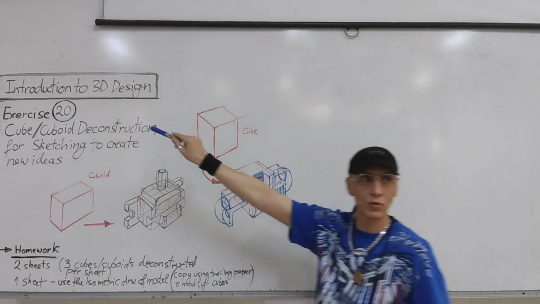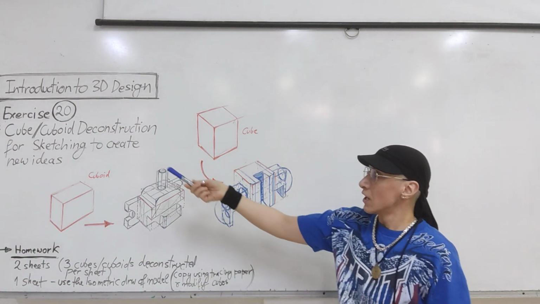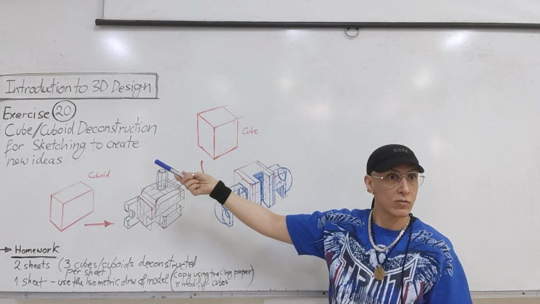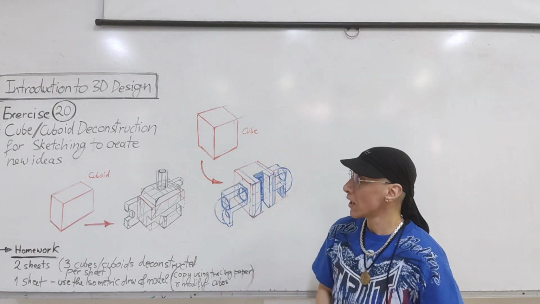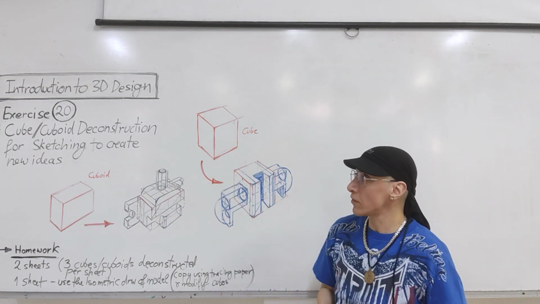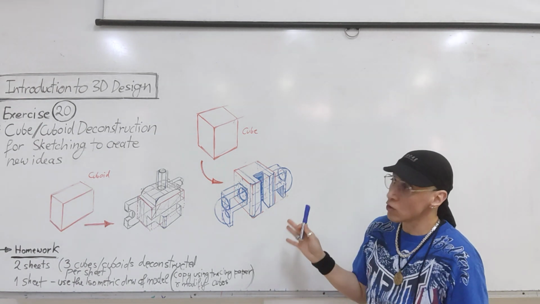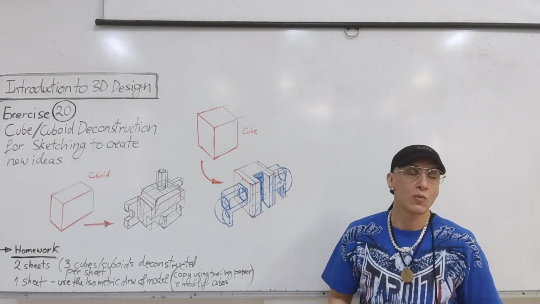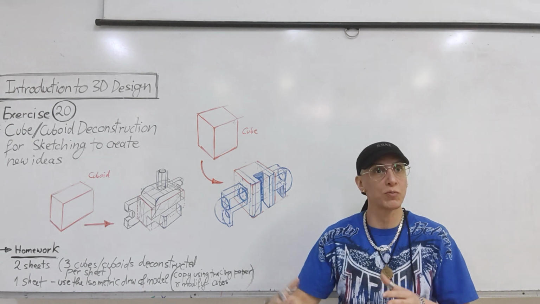Exercise 20 today. Silence, please. Cube. We will start with a cube, cuboid, and we will deconstruct this basic shape. Basically, this method is nothing new that we will talk about today. We will go back to the beginning of the semester when we started with simple objects such as cubes, cuboids.